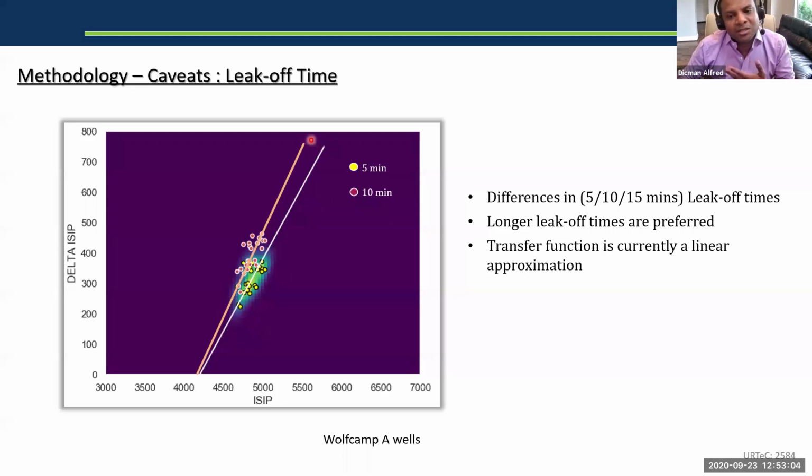Also, I am assuming this transfer function to be linear. In future, is it really linear? That's the question. But imagine this as your Horner plot. You have a build-up and you draw a linear line to go to your P star. So that is the kind of methodology.